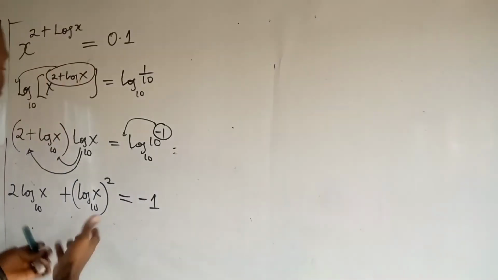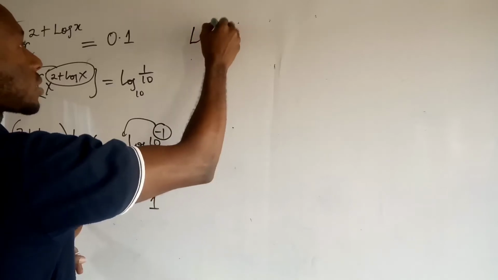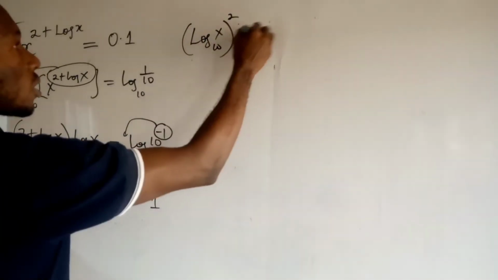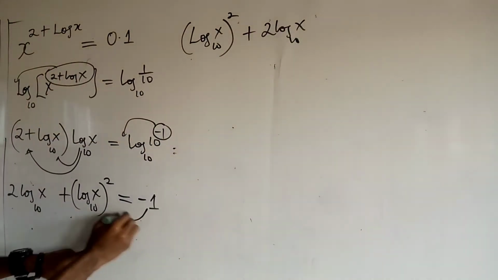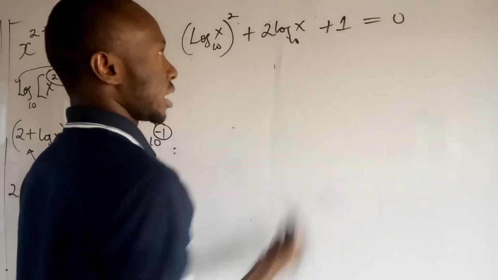Now, I want to write these in standard form. So I'll have (log x base 10) all squared plus 2 log x base 10, that's this one. Then I'll take this one into the equation, so I'll have plus 1 is equal to 0.